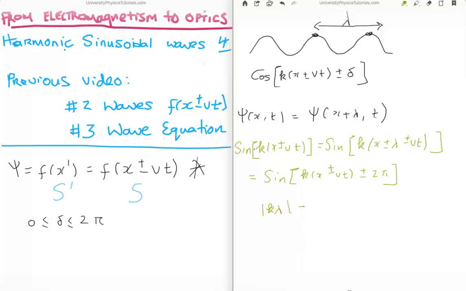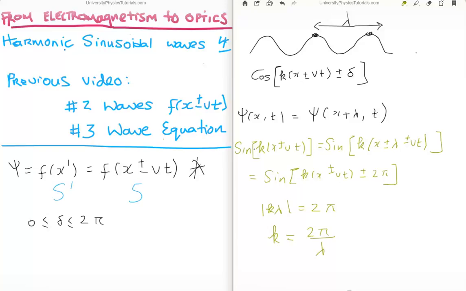So what we can say is that the magnitude of k lambda is equal to 2 pi. Or we get the wave number k is equal to 2 pi over lambda. The magnitude of the wave number is 2 pi over lambda. Okay, now note by the way that this only works for harmonic sinusoidal waves. So if you're looking for the wave number for an electron's wave function, for example, you won't get k is equal to 2 pi over lambda. You'll get something else. So we say this is the wave number.